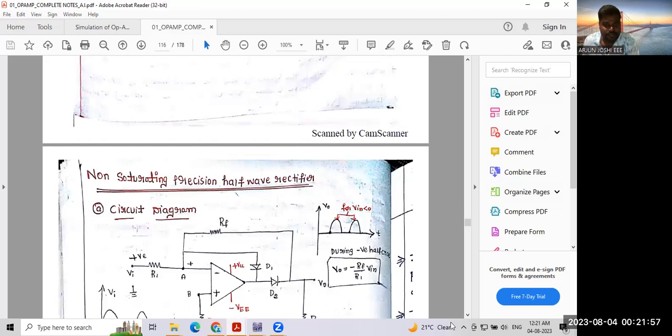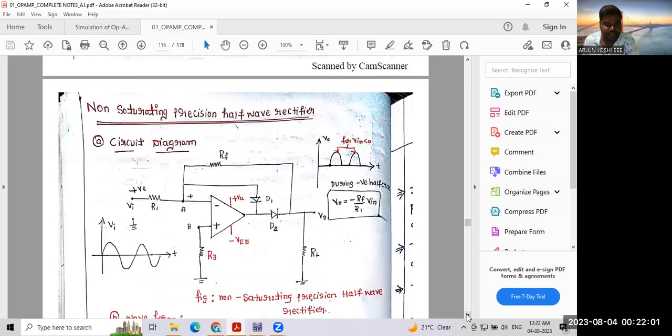Okay, now let's understand the non-saturating precision rectifier. Everything is remaining the same here. If you first neglect these diodes, it is an inverting amplifier. But here I'm going to consider two diodes, first diode 1 and then diode 2.